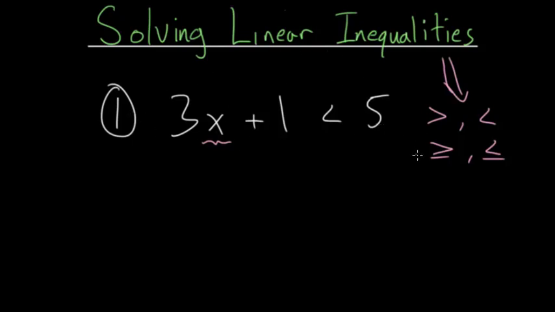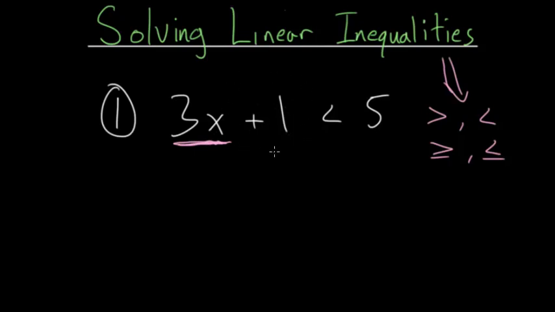And to solve this inequality is essentially the exact same way you would solve an equation. The only difference is that if you multiply or divide by a negative number, you have to flip the sign. So what we can do to start this first problem is we want to essentially get x by itself, so we have to get rid of anything on that side of the inequality that's not x.